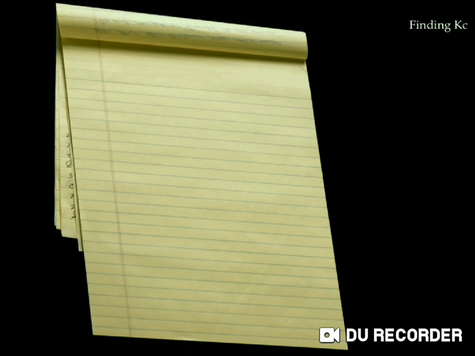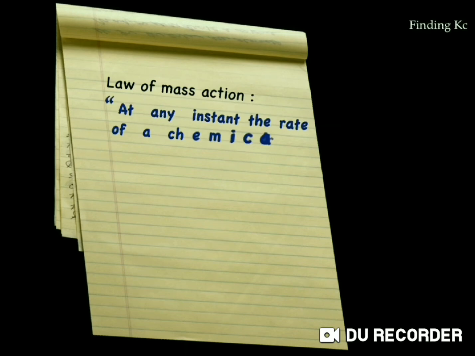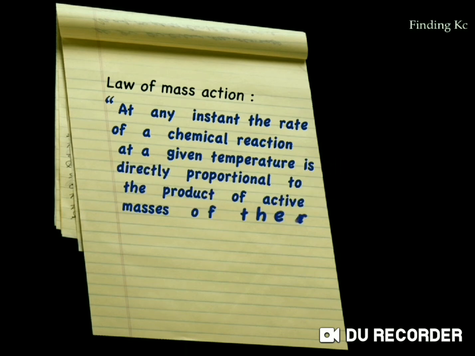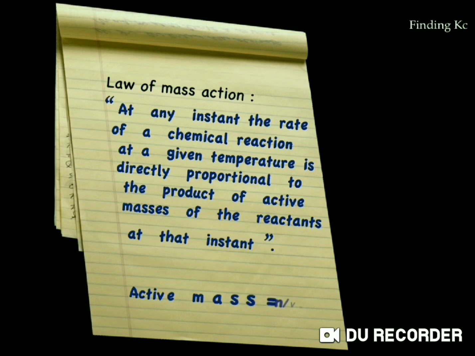For that, we have to apply the law of mass action. Do you know what the law of mass action is? The law of mass action states that at any instant, the rate of a chemical reaction at a given temperature is directly proportional to the product of active mass of the reactants at that instant. And how do we find the active mass? It is already given by n by V.